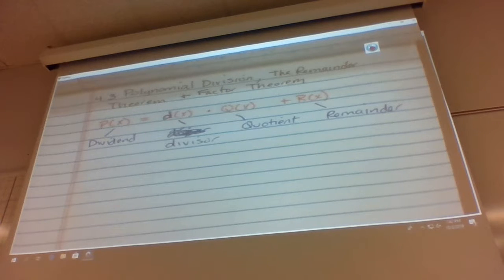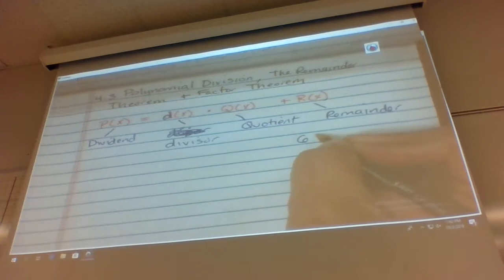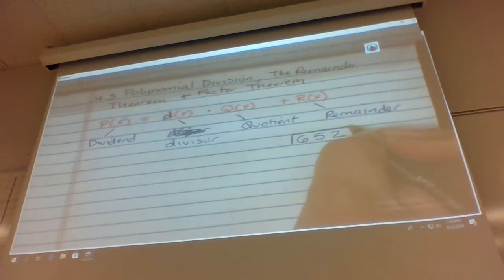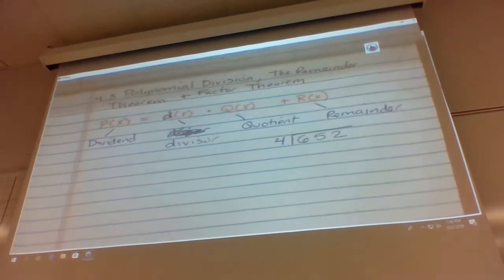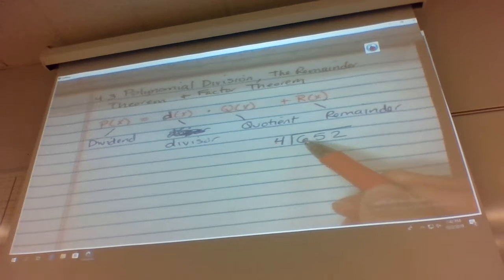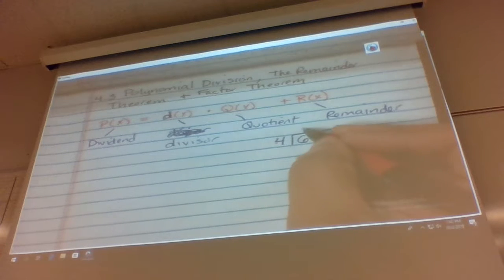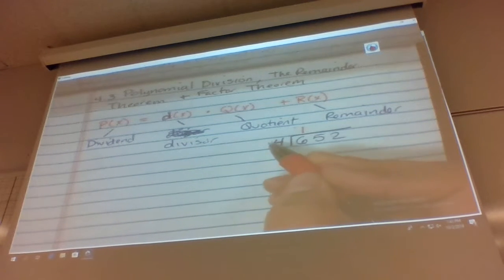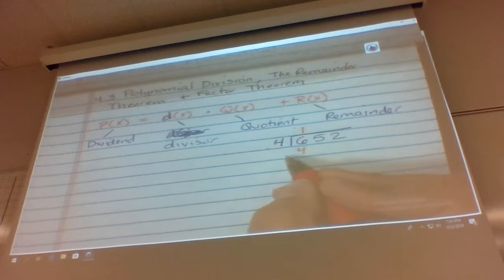Now, back when you were little, like 2 years ago, you had problems like 652 divided by 4. Remember problems like this? Now, how did we do the problems? We would say, hey, 4, how many times does 4 go into 6? One time. Then you would take that 1 and multiply it times the 4.